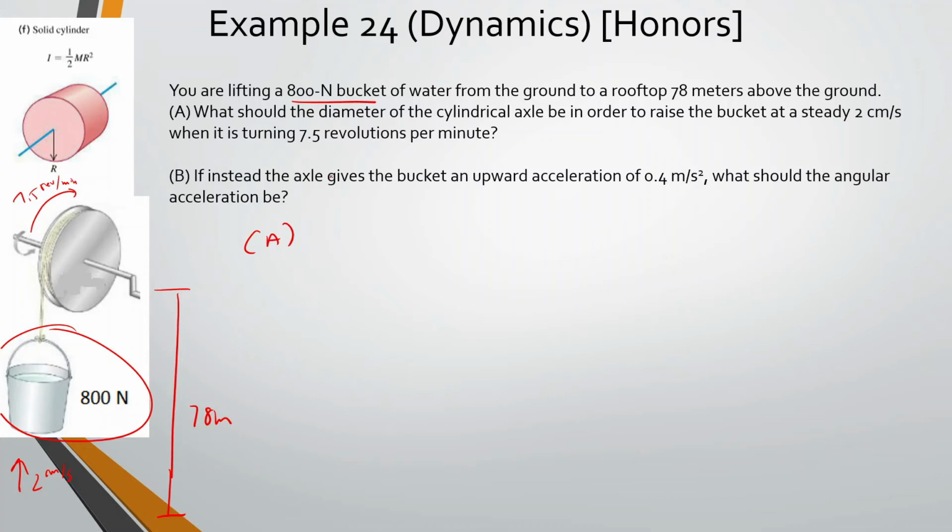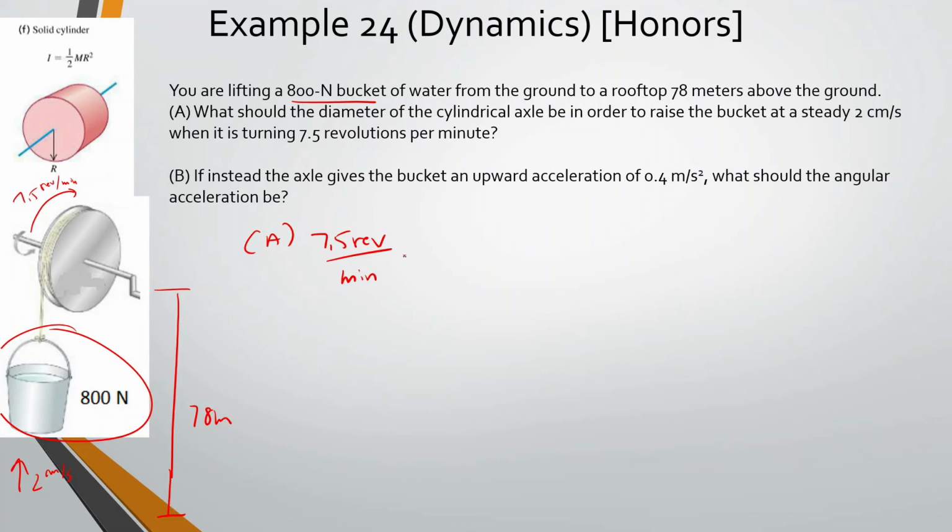One thing we know is we're trying to get this up at a steady 2 centimeters per second. So that means it's going with a constant velocity, meaning acceleration is equal to 0. Okay. So we want to turn this at 7.5 revolutions per minute. Since we've been doing everything in radians per second, let's just try to change that to radians per second.